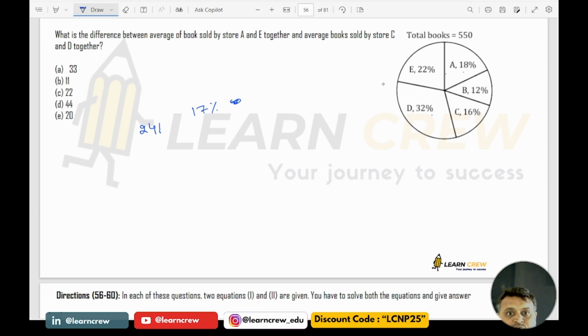It is asked for A and E together. 18 plus 22, 40. 40 ka average, 40 by 2, 20%. Then C and D together, 48. 48 by 2, 24%. So what is the difference of these two? So 4% of 550. How much? 22 is the answer.